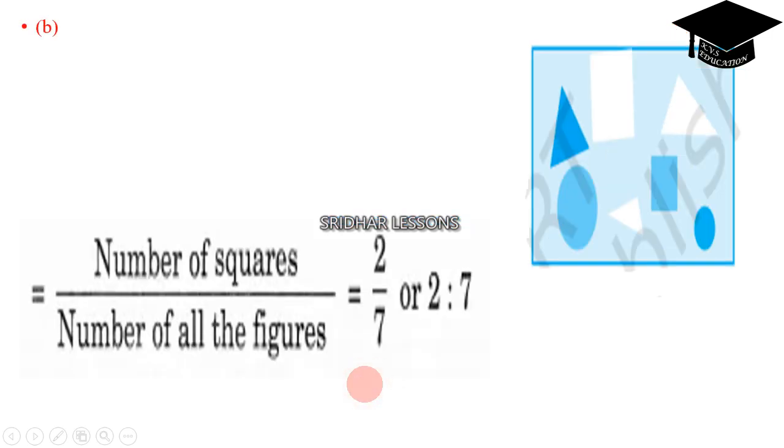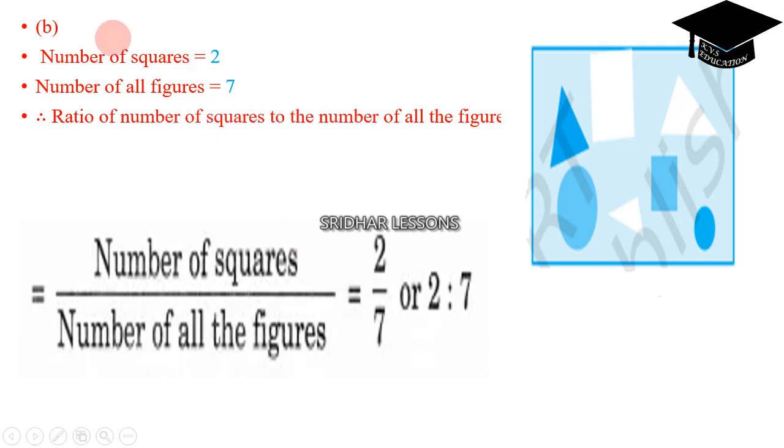And for question B, number of squares is equals to 2. Okay. And number of all figures, if you can calculate, they are 1, 2, 3, 4, 5, 6, 7. Therefore, the ratio of number of squares to the number of all the figures is 2 by 7 or 2 is to 7. This is the answer for question B.